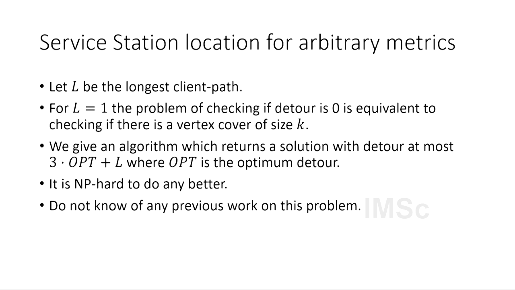So the problem of checking if there is a detour of size 0 is the same as checking if there is a vertex cover of size k. And so it's NP hard, even for L equals 1. And what we can do is give an algorithm which returns a solution of value 3 times opt plus L. Very weird number, but tight. So you can't do anything better than this, provably, assuming P not equal to NP. It's not a very difficult algorithm.